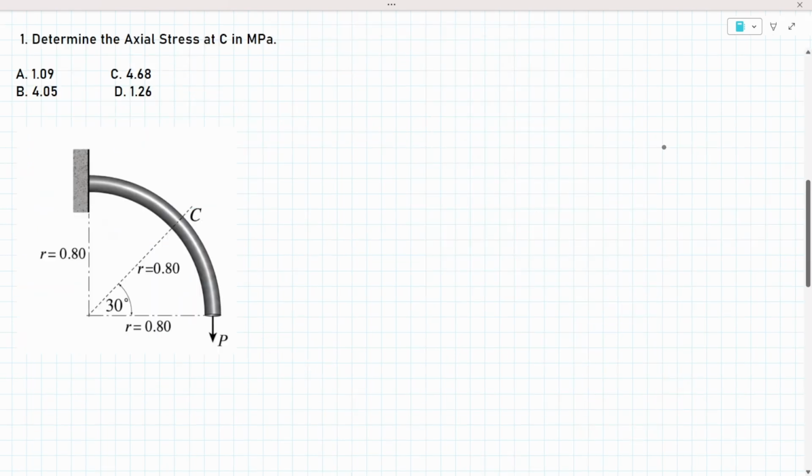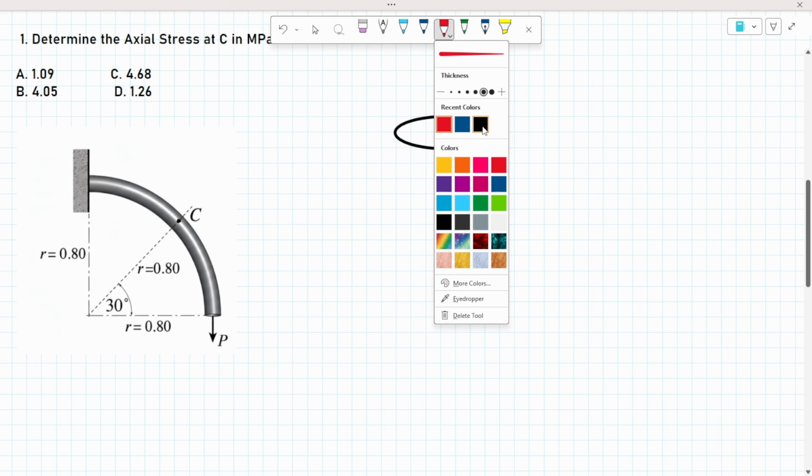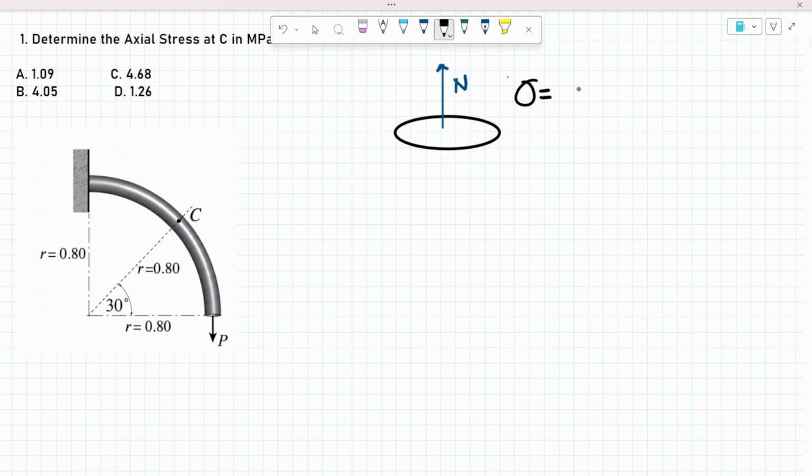All right, let us proceed to question number 1. Determine the axial stress at C at this point. Now, let us recap muna. What do we mean when we say axial stress? When we say axial stress, that is simply the stress caused by a normal force or a force perpendicular to the cross-sectional area. So you can say that axial stress is simply the normal force all over the area.